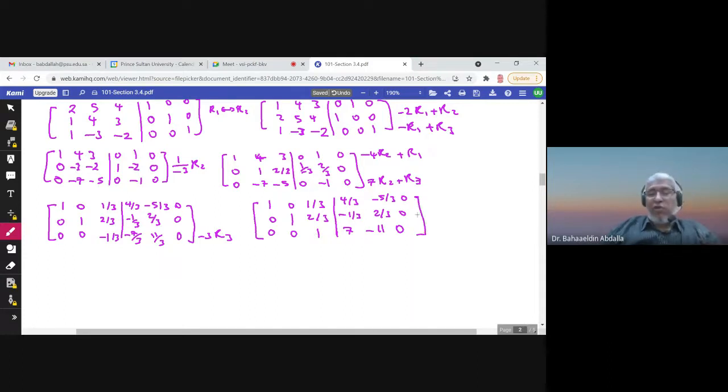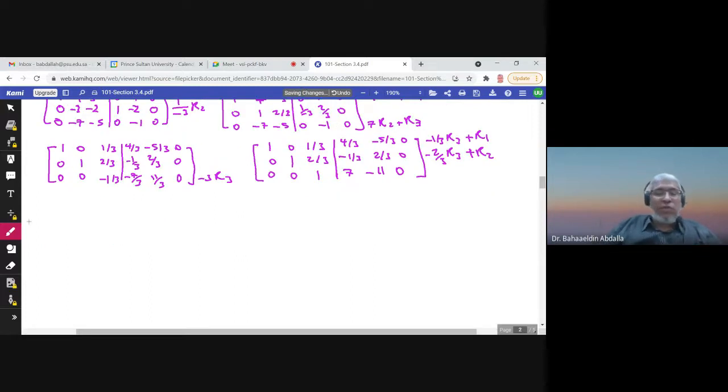Now I use this one to make 2 over 3 0. And this is 1 over 3. So negative 1 over 3 R3 plus R1. And this would be the last step. I'll have now the identity matrix here. And this row will not change.